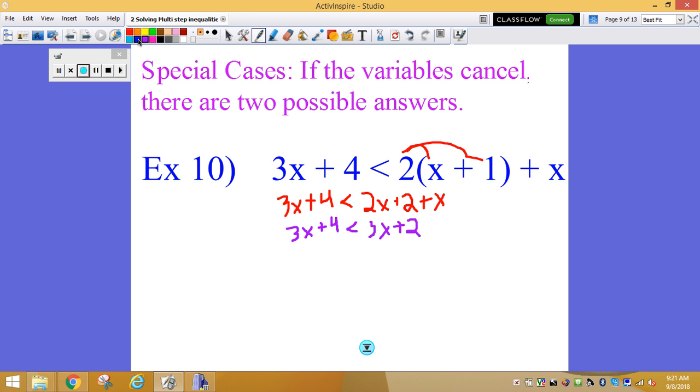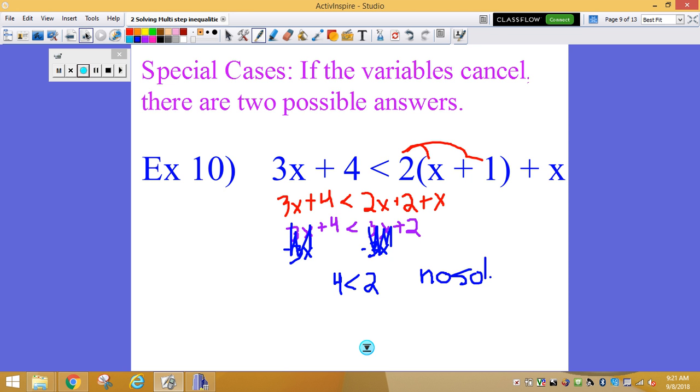Okay, I got variables on both sides. So I'm going to move my 3x to the left. So I'm going to do minus 3x because the opposite of a positive is a negative. 3x minus 3x is nothing. So what I really have is 4 is less than 2. And just like with equations, you want to say, is that true? Is 4 less than 2? And the answer is no. So if it's not true, then we're going to put no solution. Okay? So if your letters cancel and it's not true, it's no solution.